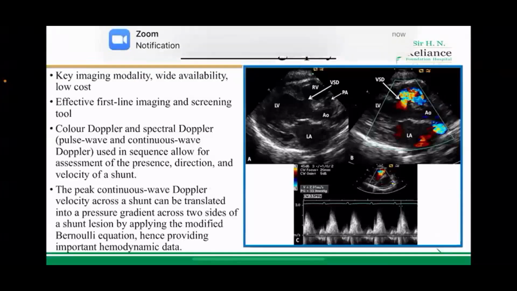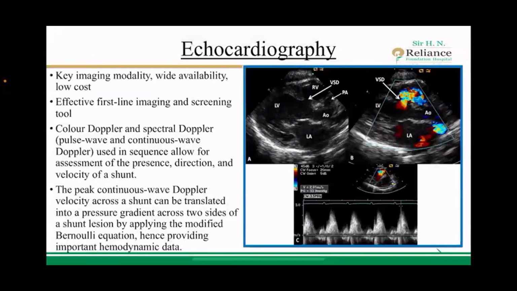So the first method of assessment is echocardiography. It's one of the most widely available tools that we have. It's a key imaging modality. It is low cost. These are the advantages that make it the first line imaging tool and a screening tool to assess the intracardiac shunts.